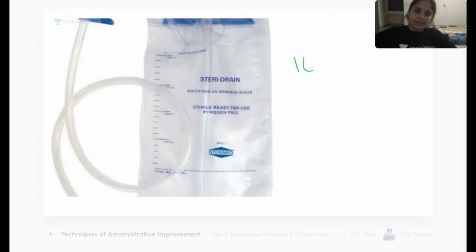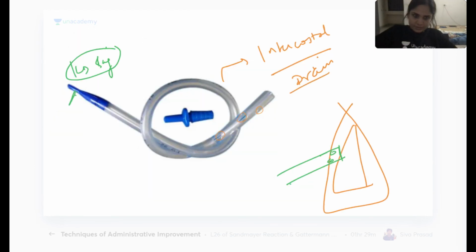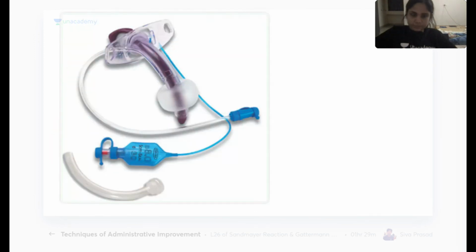Yes, this is your ICD bag. We already saw it before. This is your intercostal drain bag with an underwater seal. At this end, the intercostal drain is connected over here. Identify quickly. Yes, this is my Portex tracheostomy tube.